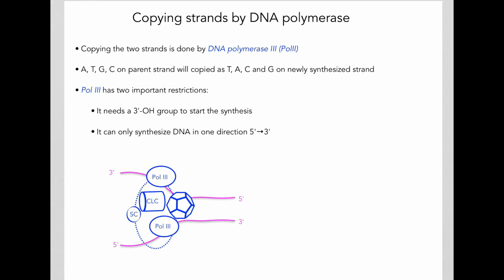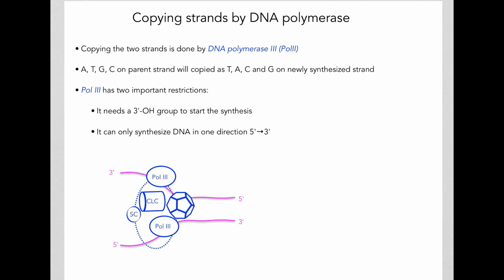Now the actual copying of the strand to make a new strand is done by the enzyme Pol3, DNA polymerase 3. So if the parent strand had an A, the new strand will have a T. If the parent strand had a T, the new one will have an A, and so on. If there's a G here, there'll be a C. If there's a C on the parent strand, there'll be a G on the newly synthesized strand.